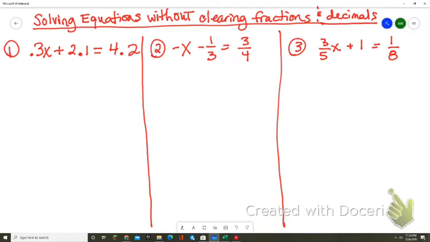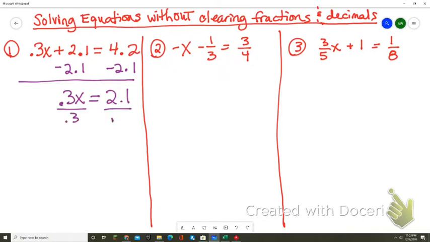So on number 1, we have decimals. We need to solve for x, so we're going to undo the plus 2.1 first. We're going to subtract 2.1 from both sides. And we get 0.3x equals 2.1. And we're going to divide both sides by 0.3. And you're left with x equals 7. So very similar to what we did last week. It's just now we're going to mix in some fractions and decimals with our problems as we work through this week.